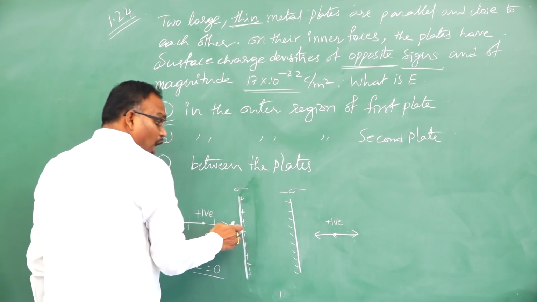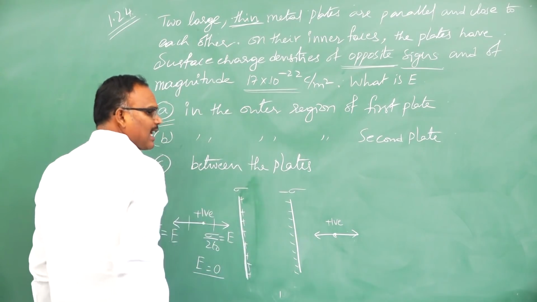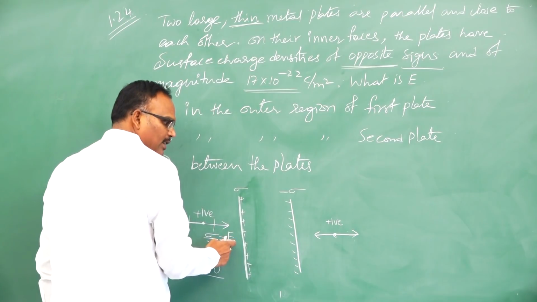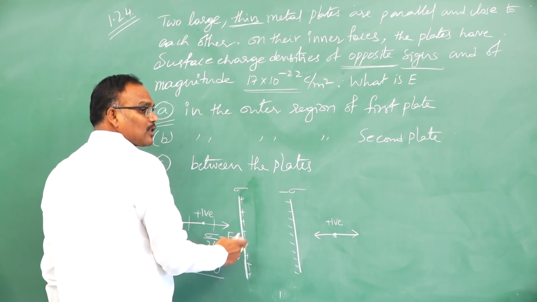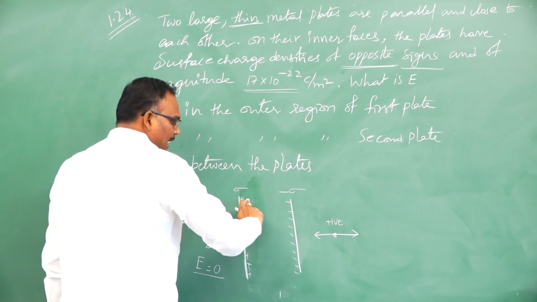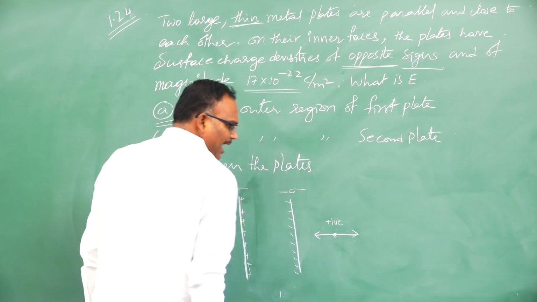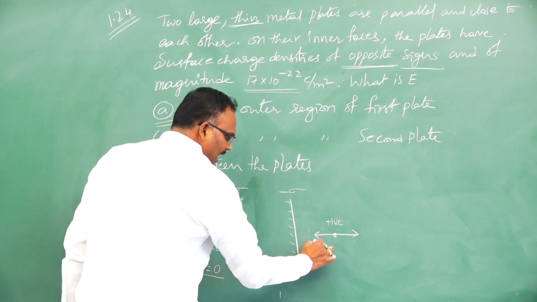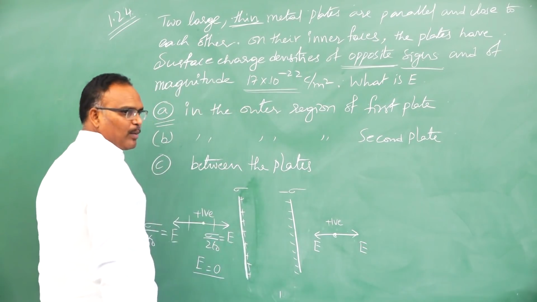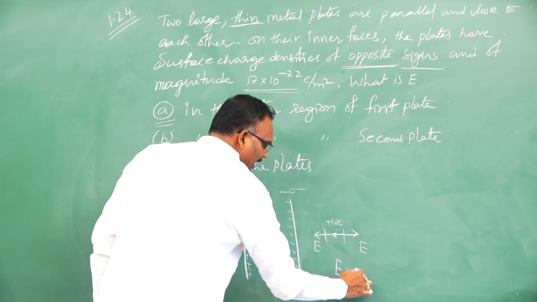This point is far away from the positive plate, even though the electric fields are the same due to the negative plate as well as the positive plate, because these plates are the sources of uniform electric field. Electric field at any point due to a positive charged plate is the same everywhere. That's why this is the electric field due to the negative plate, this is the electric field due to the positive plate. Both are equal and opposite.